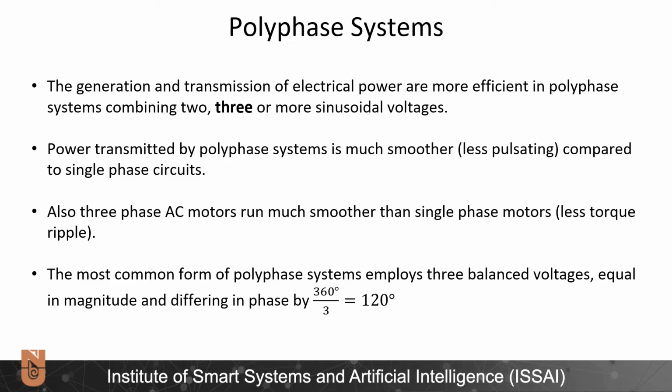Power transmitted by polyphase systems is much smoother, less pulsating compared to single-phase circuits. So basically, we just have much smaller ripple. And also, three-phase AC motors run much smoother than single-phase motors because we have much less torque ripple. The most common form of polyphase systems employs three balanced voltages, equal in magnitude and differing in phase by 120 degrees.